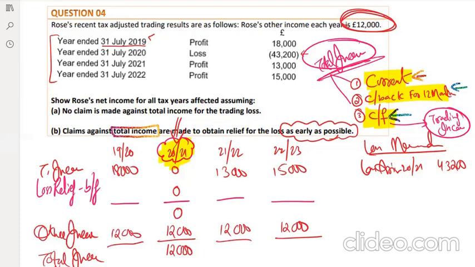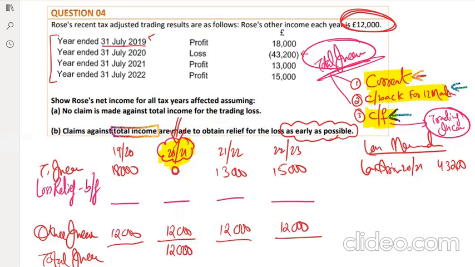Sir, the audio is not clear. My audio is not clear. Okay, let me repeat myself. We are at 2021, right? You can hear me? Right, we are at 2021.